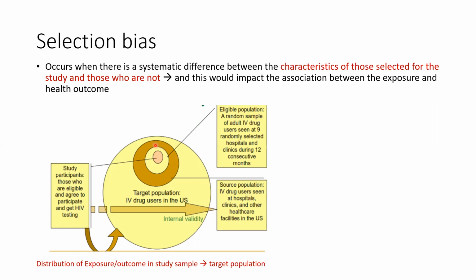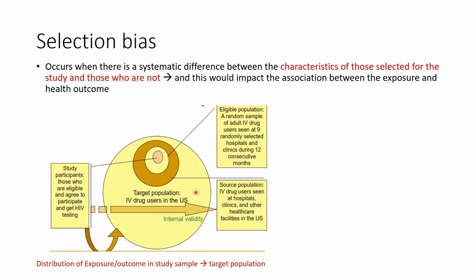Then I have the eligible population, which is a small circle. It basically represents my sampling frame. I would select a random sample of IV drug users seen at, for example, nine randomly selected hospitals and clinics during 12 consecutive months. This is my eligible population. And from this eligible population, I have the small circle, which is my study participants: those who are eligible and agree to participate.